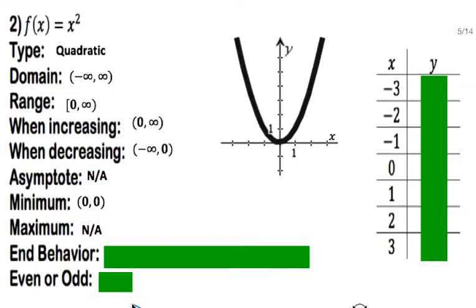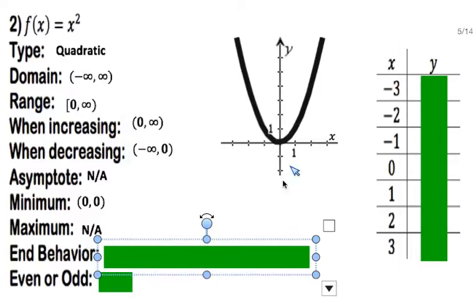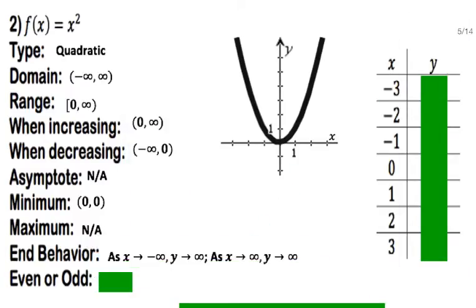Okay, and then for the end behavior, let me uncover that and then I'll talk about it. As x approaches negative infinity, so the left side of the graph, y is approaching positive infinity. So the left side of the graph is going up, and as x approaches positive infinity, y is approaching positive infinity.